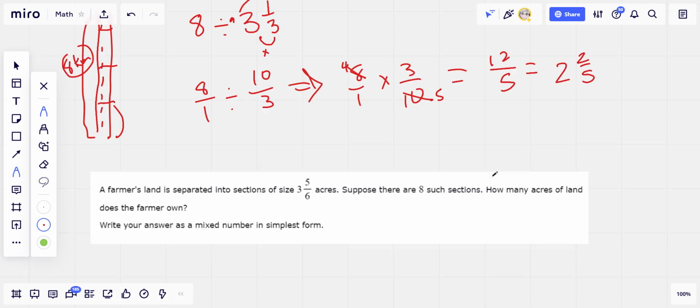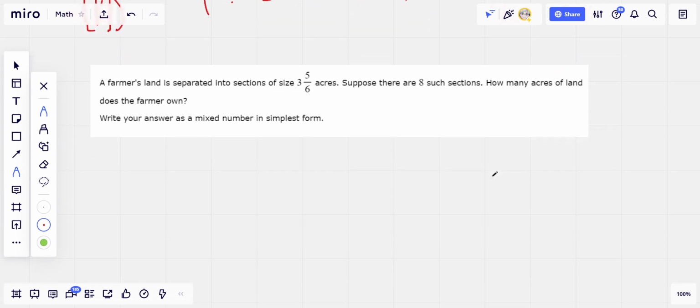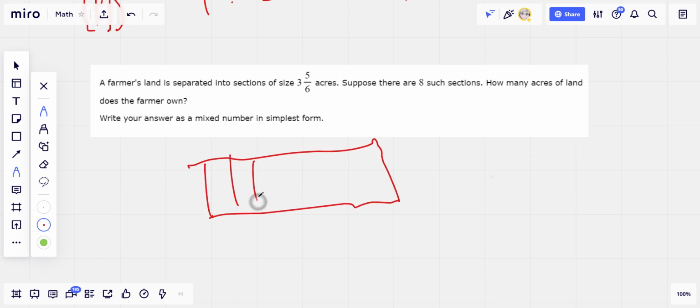Let's try another one. So this one says, a farmer's land is separated into sections of size 3 5/6 acre. Suppose there are eight such sections. All right, let's draw that picture. So here's the farmer's land. There's 8 sections, 2, 3, 4, 5, 6, 7, 8. And each of these is 3 5/6.